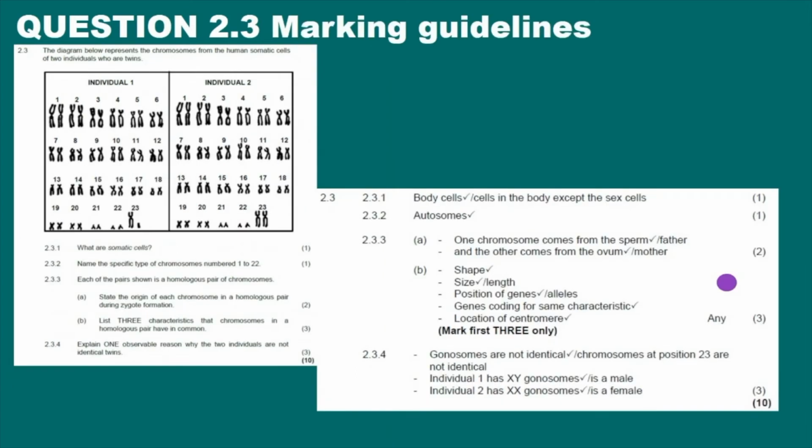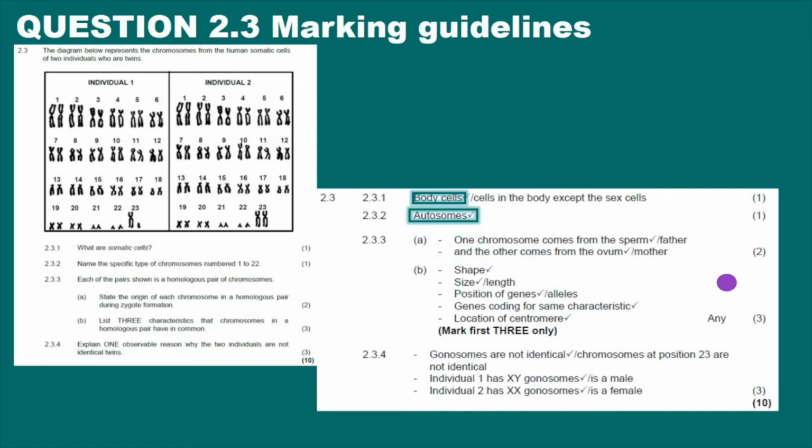So let's look at the marking guidelines. Firstly, what is a somatic cell? It's a simple body cell. It is a cell that you find anywhere in the body except for your sex cells. Then name the specific type of chromosomes numbered 1 to 22. They are known as autosomes.